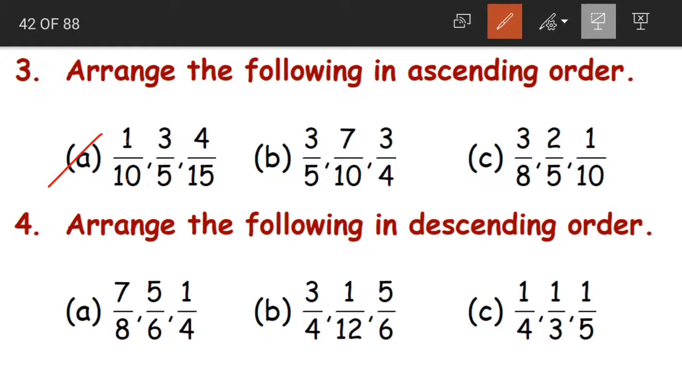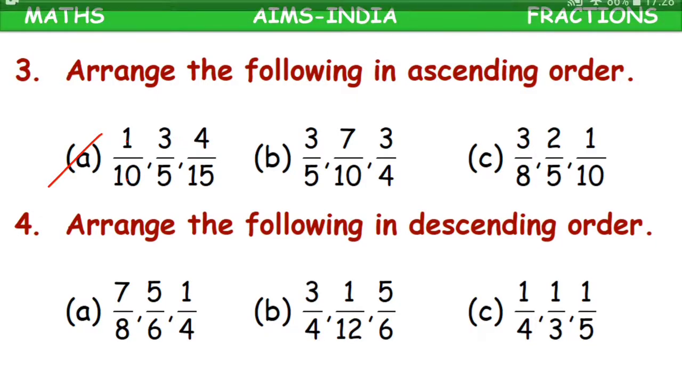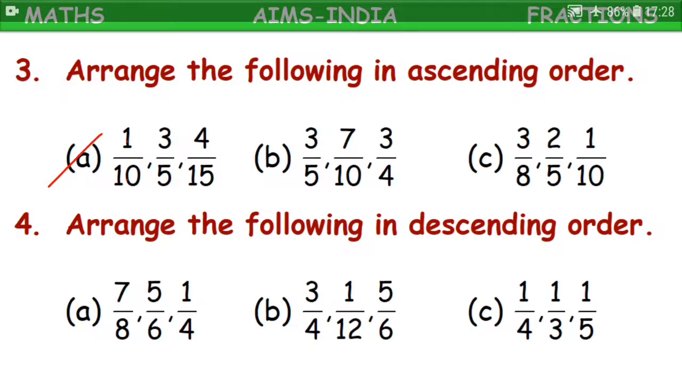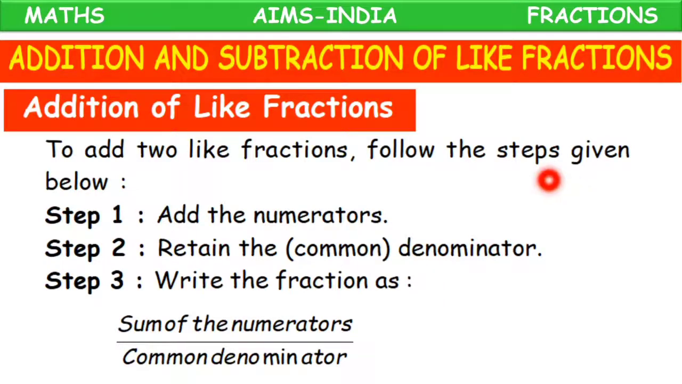In the same way for descending order, what should you do? After converting them into like fractions, we have to arrange them from the largest to the smallest. Yes, I hope the concept of comparison of fractions is clear for you, because now we learn about addition and subtraction of like fractions. Addition and subtraction of what, children? Like fractions. To add two like fractions, follow the steps given below.